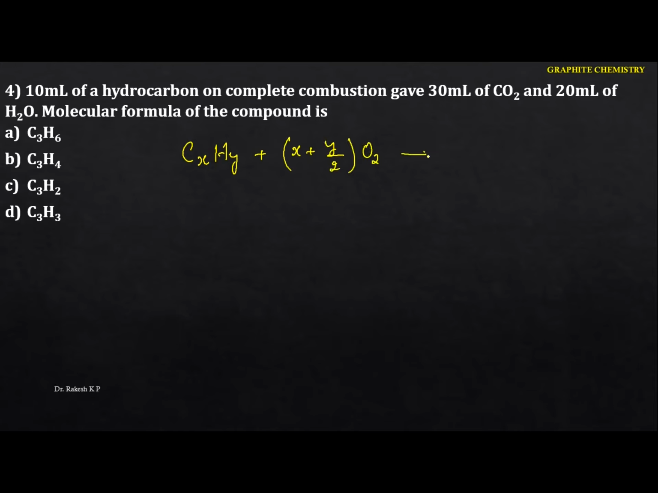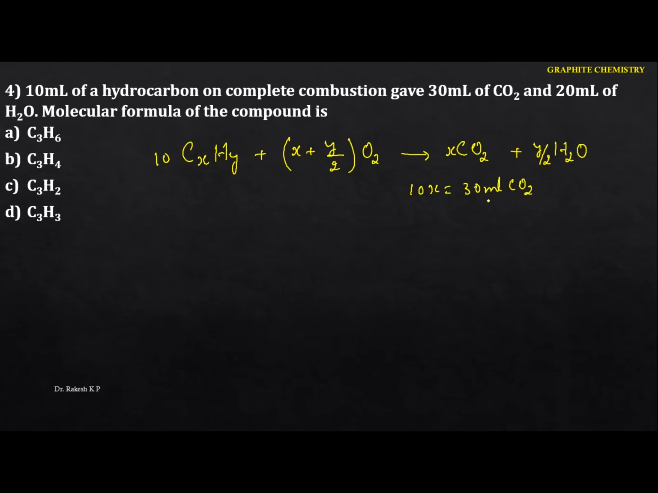We know the products of combustion are always carbon dioxide and water. Here I am going to write x for carbon dioxide and y/2 for water. What is the volume of hydrocarbon we took? This is 10 ml. If I write 10 ml here, we are going to get 10x, which is equal to 30 ml of carbon dioxide.